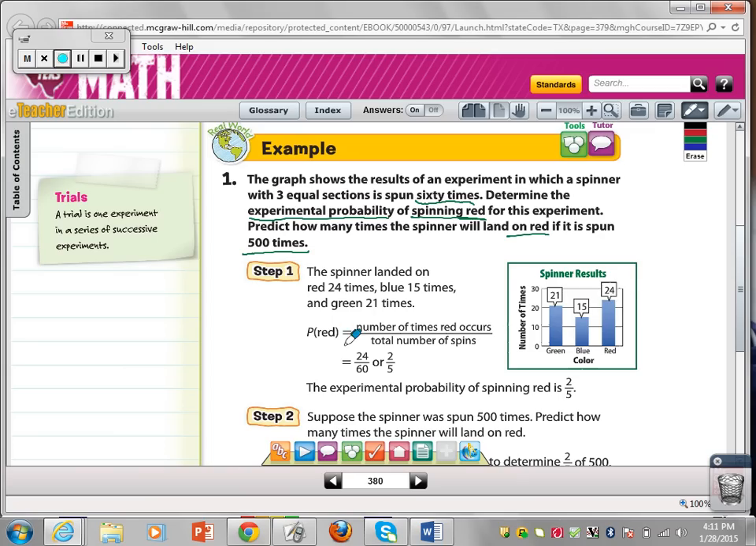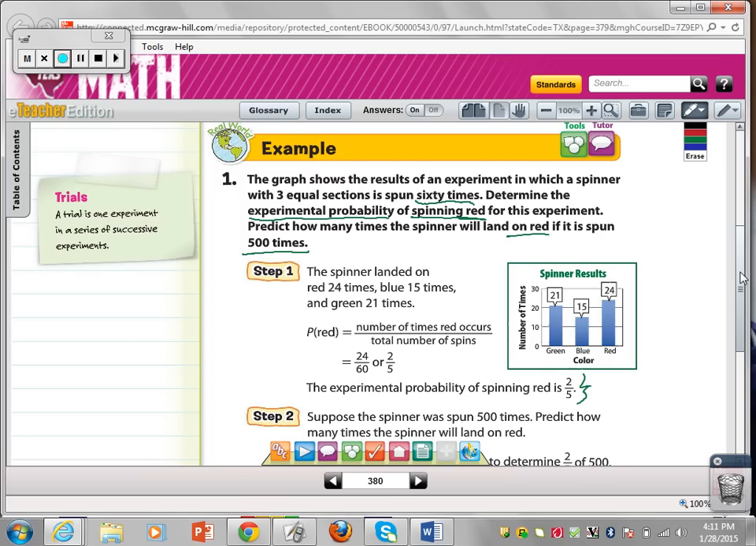So the probability of red was the number of times red occurs. So where is red? 24. So 24 goes on top. The total number of spins was 60. So it's 24 out of 60, which reduces to 2/5. So 2 out of 5 times you will get red. The experimental probability of spinning red is 2 out of 5. Okay? So here we go.